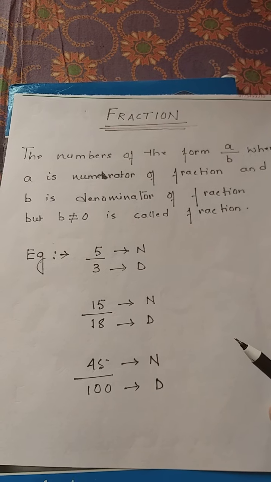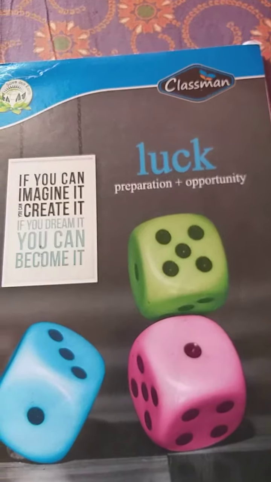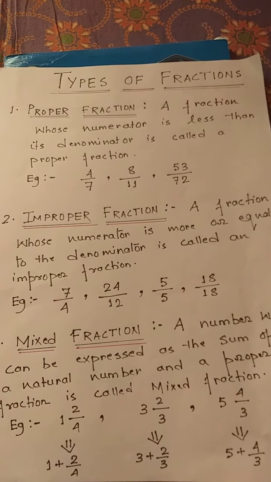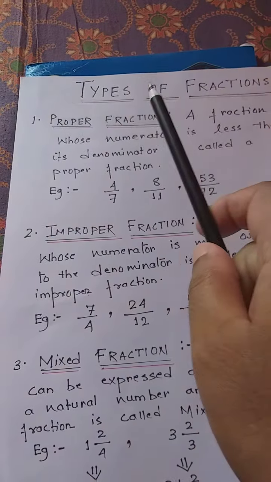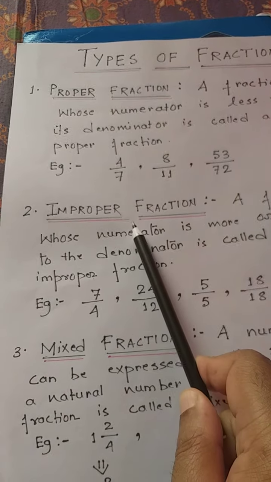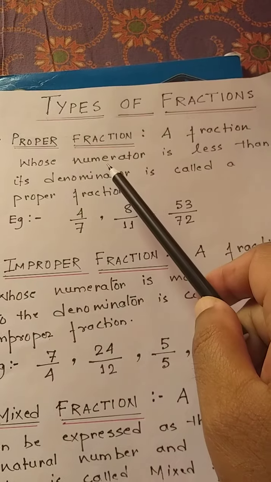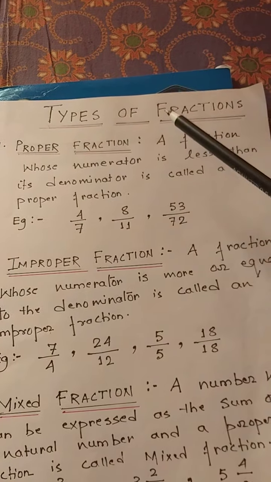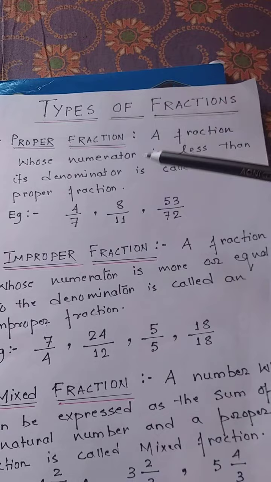Now let's start studying the types of fractions. Now, there are three types of fractions, that is proper fraction, improper fraction and mixed fraction. Now what is a proper fraction? We have learned that in a fraction there are a numerator and a denominator, isn't it? That is the a by b form.